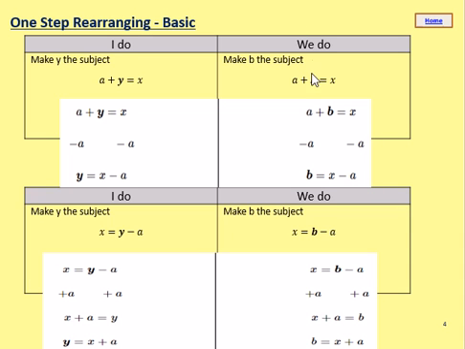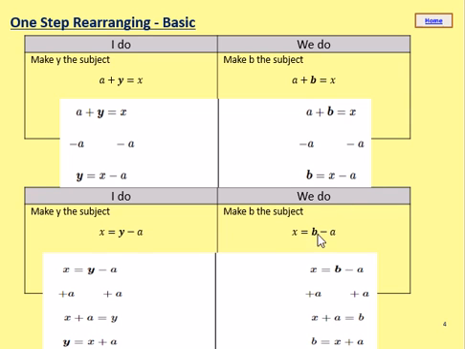So for the first we do, a plus b equals x. You should take away a from both sides because we're making b the subject. I want b on its own, so I'm taking away this a. Take a off both sides, we get b equals x take away a.